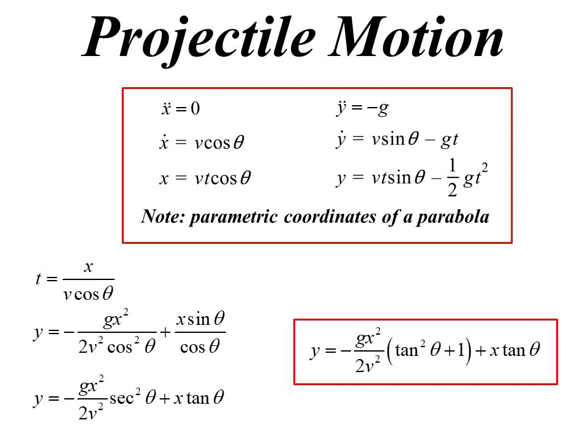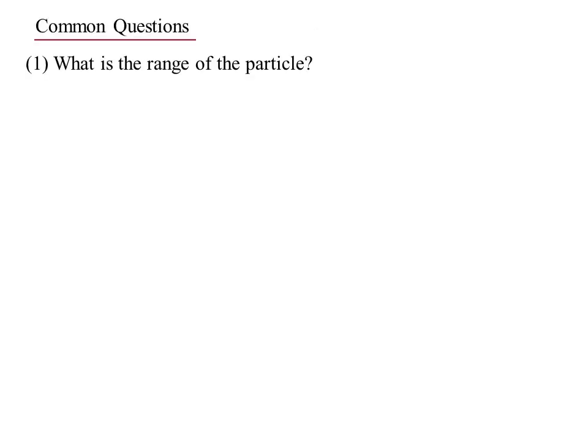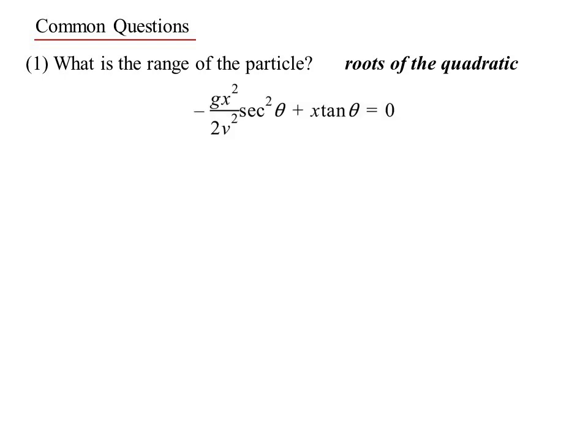Now that being the case, instead of using vectors, sometimes we could just use our knowledge about a parabola. So let's go back to these same problems from yesterday. Things like, what is the range of the particle? If I've now got the Cartesian equation, what we're really saying is, what are the x-intercepts? What are the roots of the quadratic? Solve the quadratic. And here's our quadratic in the general form that we came up with.